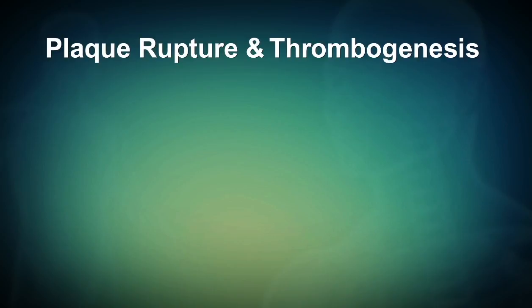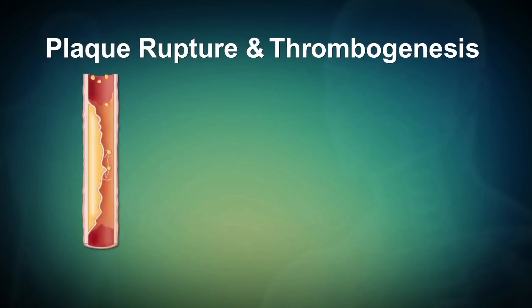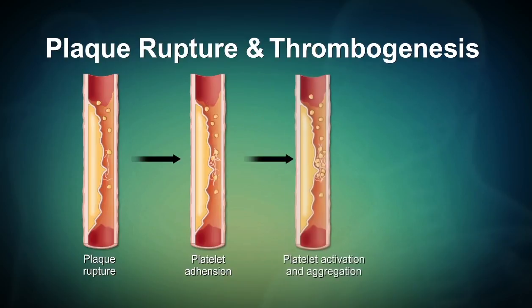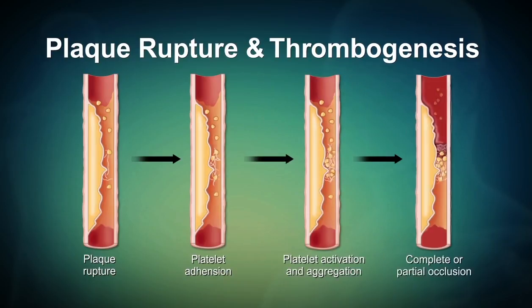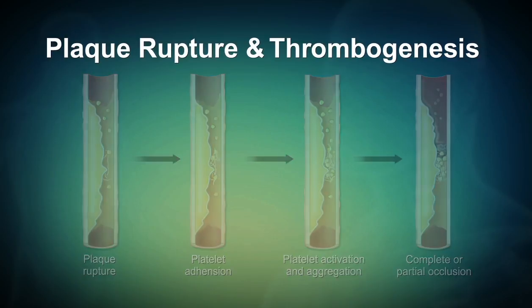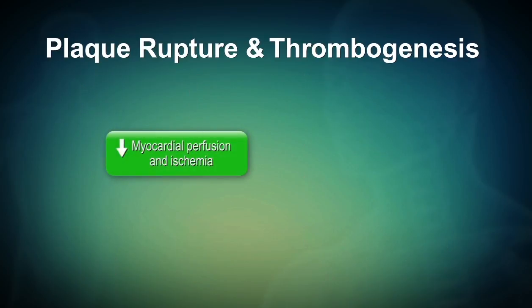Plaque rupture and thrombogenesis is the third step in the cause of acute myocardial infarction. We start with the atherosclerotic vessel, and plaque rupture results in platelet adhesion, platelet activation, and platelet aggregation, and thrombosis causes complete or partial occlusion of that vessel that was just briefly before open. This results in decreased myocardial perfusion and ischemia and the acute coronary syndrome.